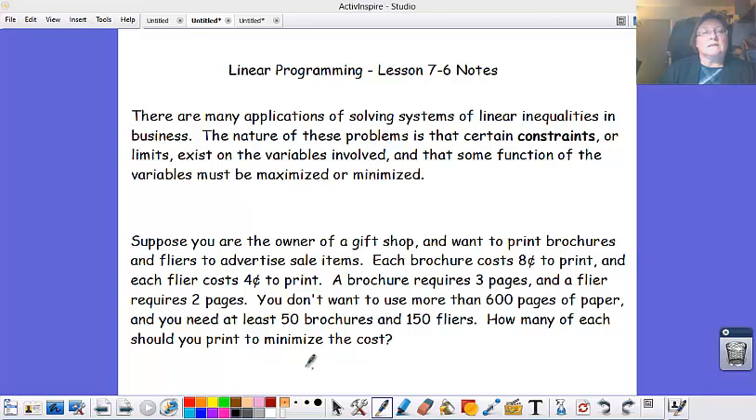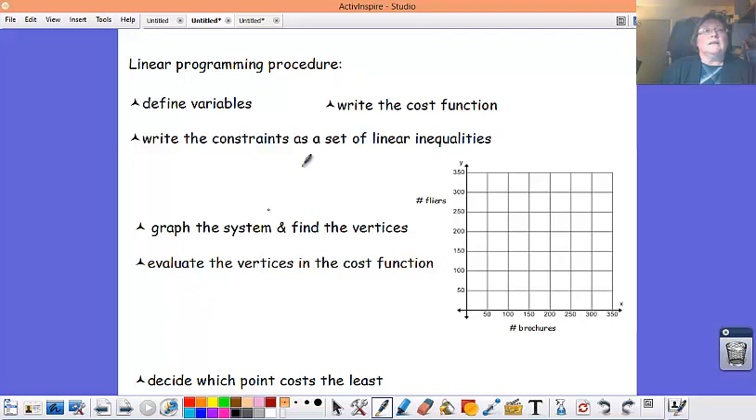So as we get into the linear programming aspect, I'm going to turn the page, and we're going to go through a procedure as we work our way through this problem. We're first going to begin by defining variables. And you can see from the graph square that I've set up that I want my x to be the number of brochures that we make, and I want my y to be the number of flyers. So we've defined our variables.